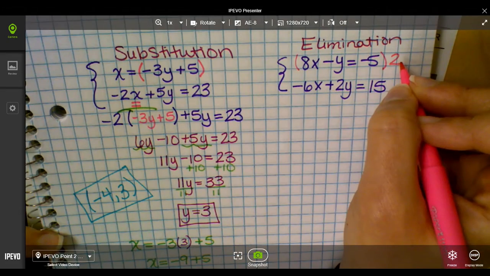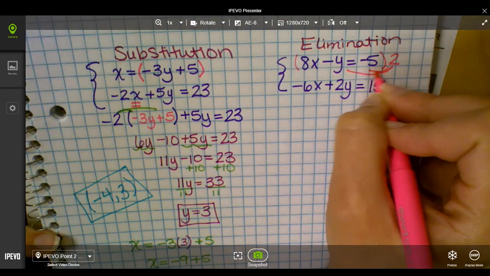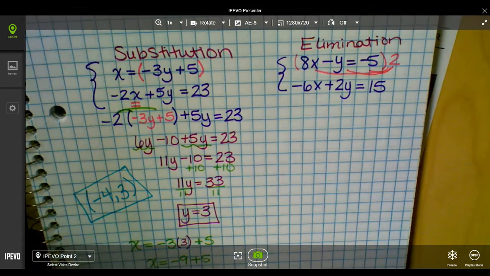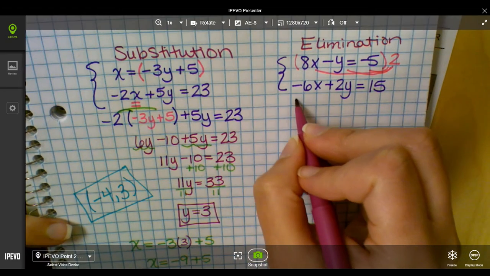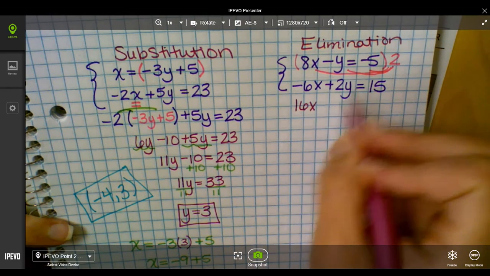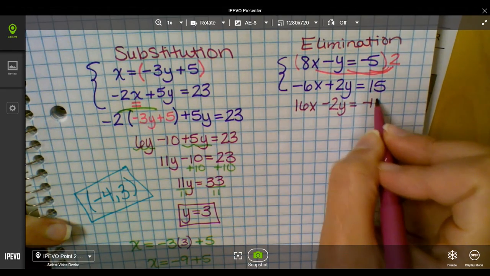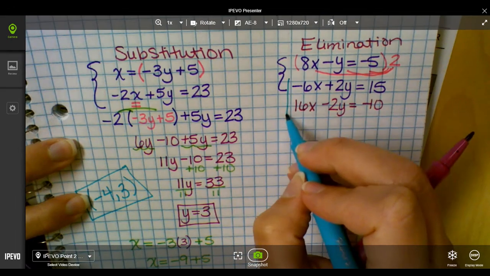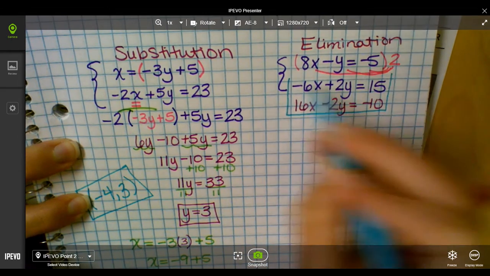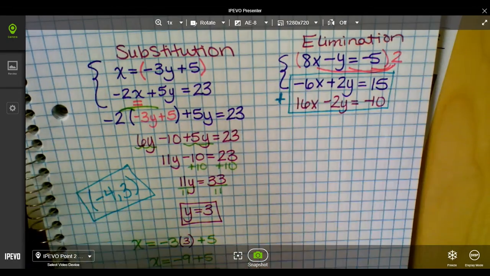Don't forget when you multiply this by 2, we're multiplying everything by 2. So I'm going to write this one just below it. So 2 times 8 is 16x. 2 times negative 1 is negative 2y. And 2 times negative 5 is negative 10. So now you are only paying attention to these ones since I manipulated that first one. And then make sure you're always adding down.